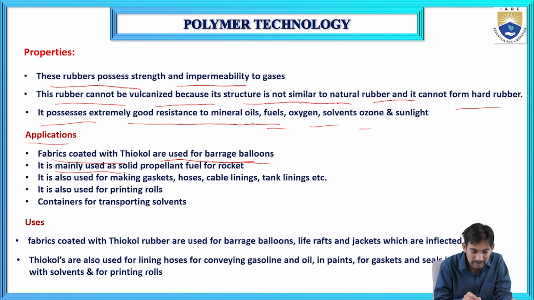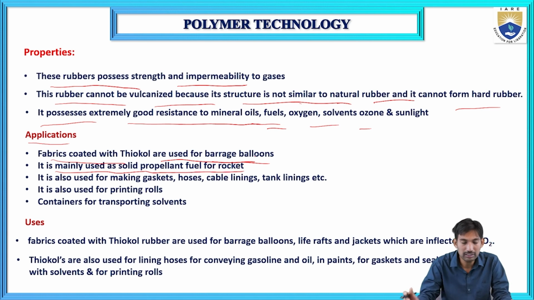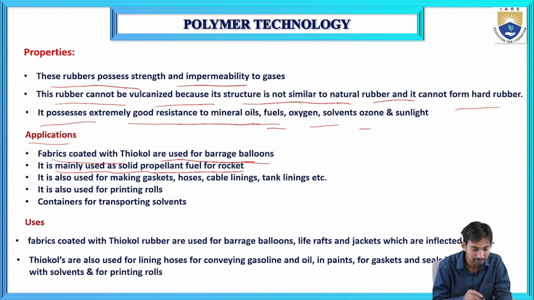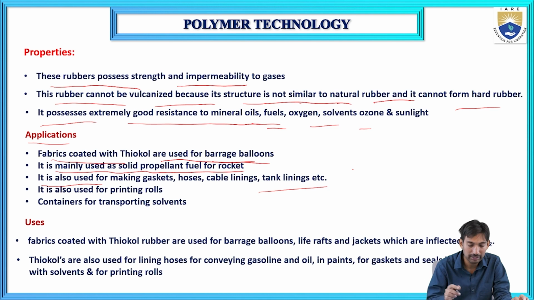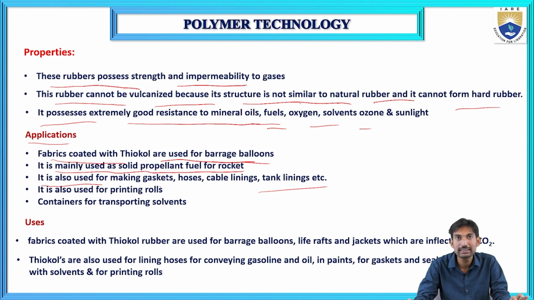It is mainly used as a solid propellant fuel for the rocket. It is also used for making gaskets, hoses, cable linings and tank linings, etc. By using these thiocol rubbers, we can make gaskets, hoses, cable linings and tank linings, etc.